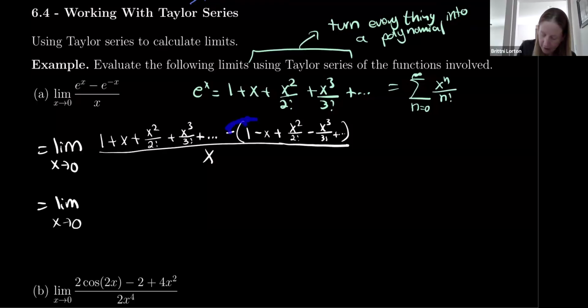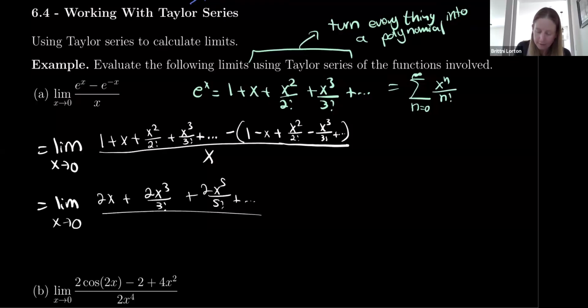It ended up with the 1 gone, and then I end up with an x plus x, which is 2x, plus the x squareds were gone, but there were 2 of the x cubed over 3 factorial. And you can imagine that the x to the 4th would have been gone, but there would be 2 of the x to the 5th over 5 factorial, etc., all divided by x.